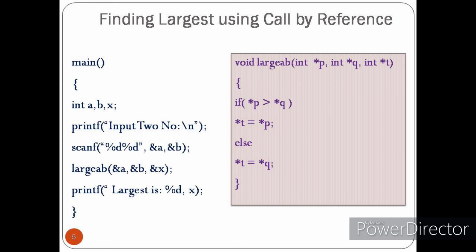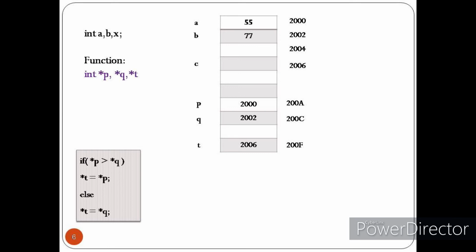Considering the earlier case, now instead of passing the actual values 55 and 77, here we can see that the address of A variable comes into P and the address of B variable comes into Q. So 2000 and 2002 is passed on to the called function largeb along with the address of variable X, that is 2006.